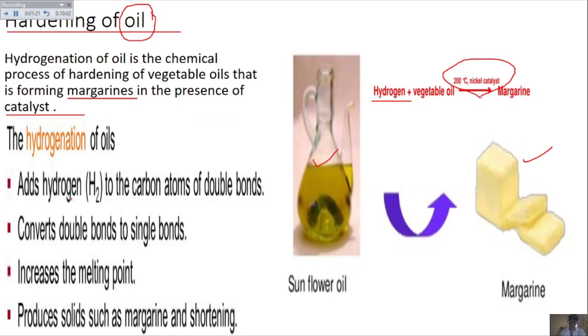Now, let's quickly talk about the hydrogenation of oils. Add hydrogen gas to the carbon atom on the double bond, which I've explained before. What happens? It closes up the double bond and makes it a single bond. And when that happens, it increases the melting point. As it increases the melting point, it becomes solid, producing solids such as margarine. This is what we call margarine, and it shortens the carbon to carbon bonds.